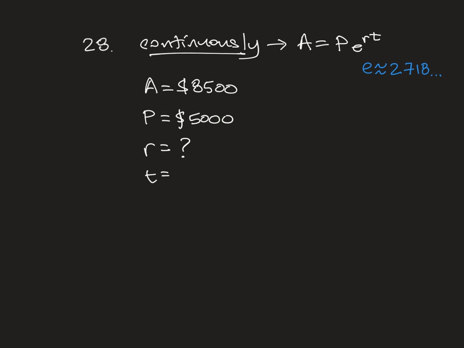But what about time? Our clue here is that we haven't shown up to Thanksgiving for 6 years. So we're going to use 6 years as our time t. Okay? So let's plug in what we know. A is 8,500 equals, the principal is 5,000 times E, we'll just leave it as it is. R is a mystery, it's a variable, but time is 6 years, so I'm going to say 6 times R.